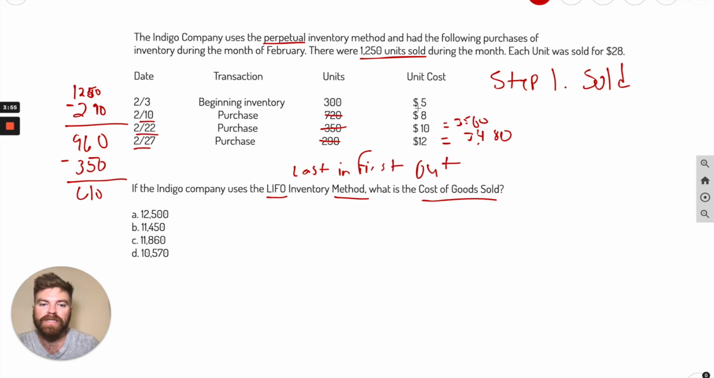So we're going to use up 610. Let's multiply that out. So we'll do 610 times $8, and there we are, 4,880. And then 3,500 and 3,480. So we're going to add these up. So 4,880 plus 3,500 plus 3,480. And there we are.